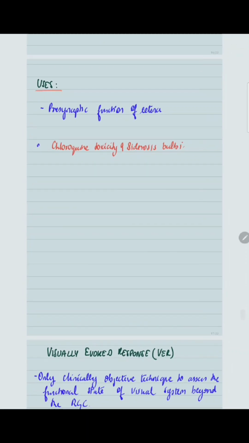Now, uses of EOG. EOG reflects the presynaptic functions of the retina. That is, any disease which interferes with the interplay between the RPE and photoreceptors will produce an abnormal EOG. EOG is affected in diseases such as retinitis pigmentosa, vitamin A deficiency, retinal detachment, and toxic retinopathies.